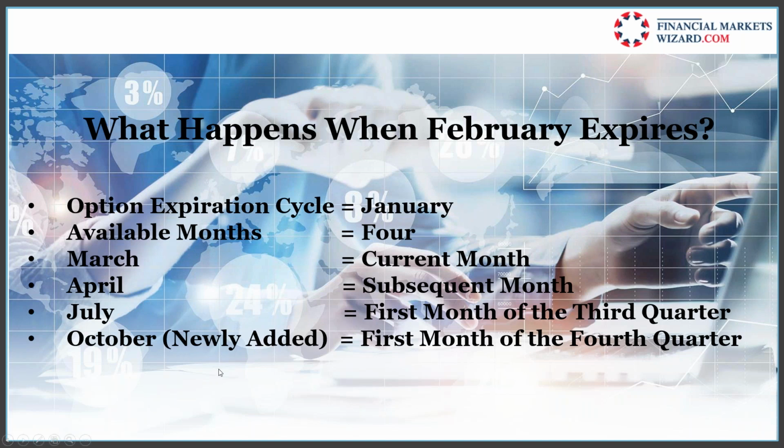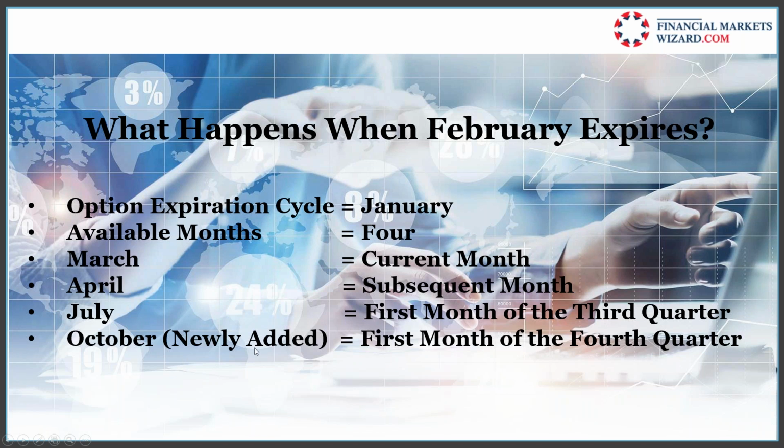So this is the reason. If you backtrack, because February expires now, March is the current month, and April becomes the subsequent month. So July, which was there already, becomes the first month of the third quarter. They need to add another month, which is the first month of the fourth quarter. So October will be listed there.